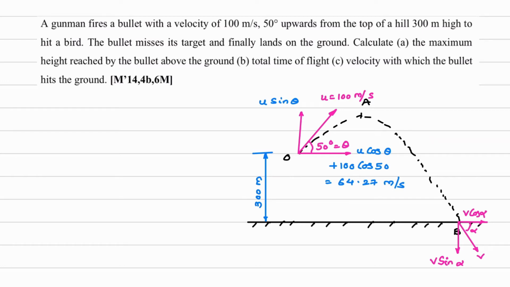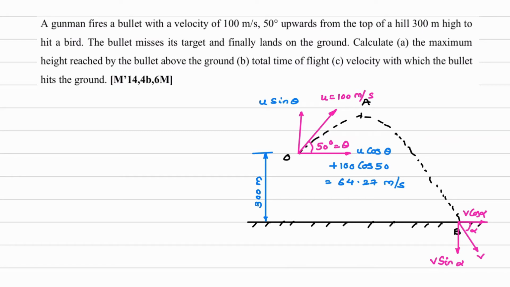Now this is a parabolic curve, so here we have to use projectile motion. It is a special case of curvilinear motion. So maximum height means this height we have to calculate. Next is the total time of flight, from O to B. And part C, the velocity with which the bullet hits the ground. So we have to calculate V and this angle alpha.